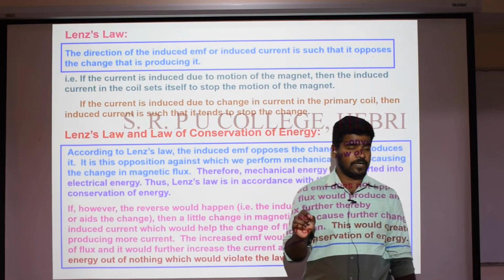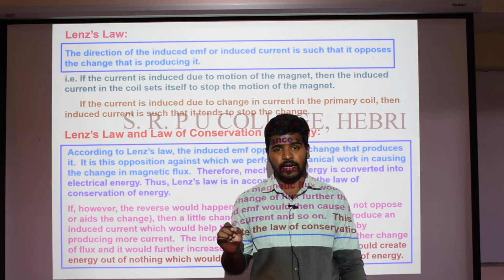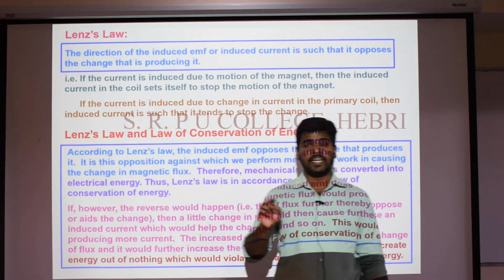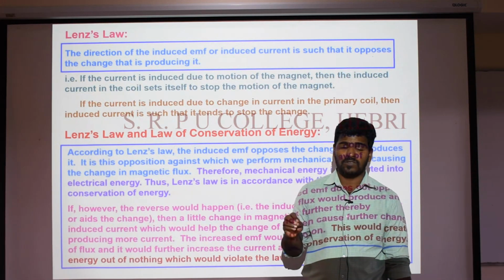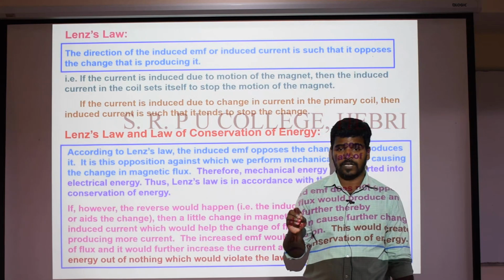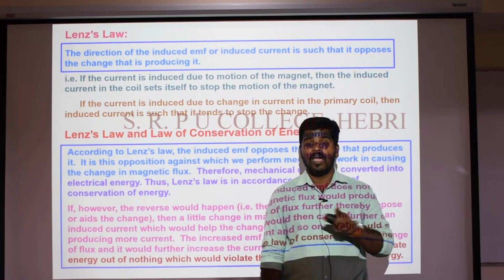Based on that, we write the equation: induced EMF E is equal to minus d phi B divided by dt. The negative sign indicates that once an EMF is induced in the coil, it opposes the further change in magnetic flux through the circuit. That is studied by one more law, which is called Lenz's law.